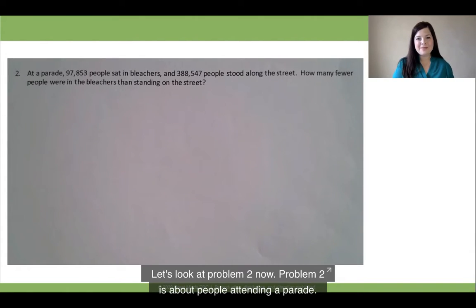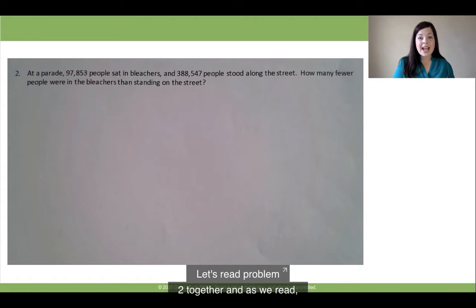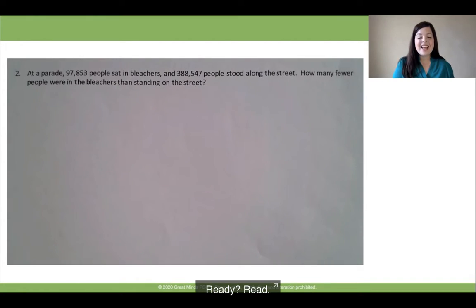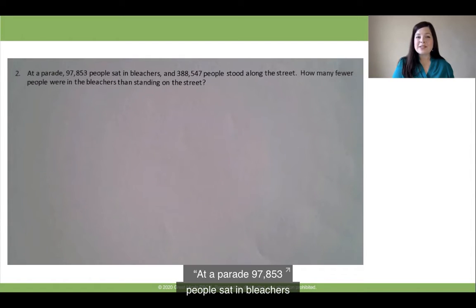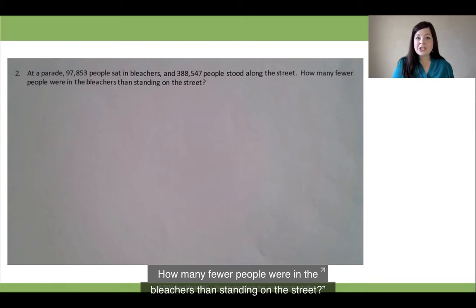Let's look at problem 2 now. Problem 2 is about people attending a parade. Have you ever been to a parade? Let's read problem 2 together, and as we read, try to be picturing what's happening in the problem in your mind. Ready? Read. At a parade, 97,853 people sat in bleachers, and 388,547 people stood along the street. How many fewer people were in the bleachers than standing on the street?